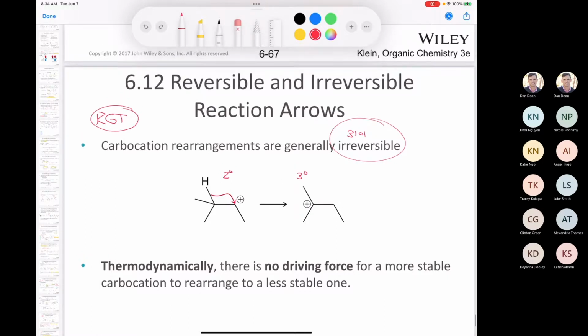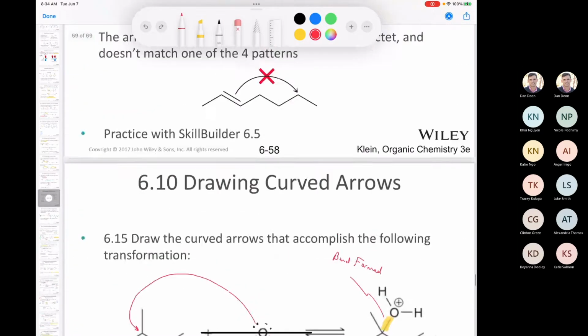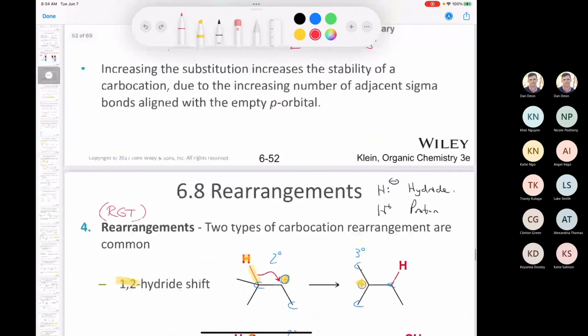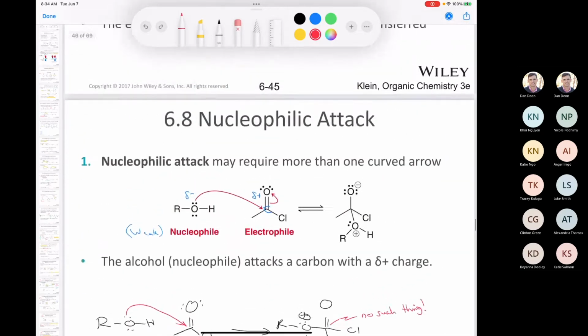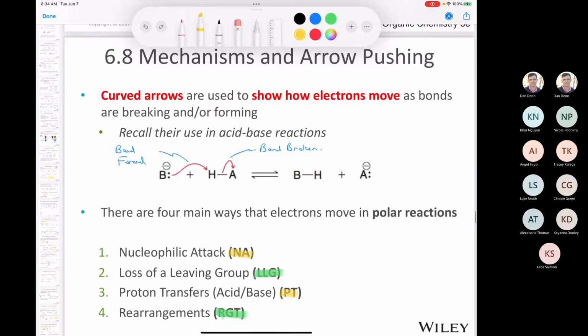Well, now we're going to go back even further in the recesses of our minds and the lecture notes. I just want to remind you of something here. We're going to go back to section 6.8. We talked about the 4 types of mechanisms that you need to know in this class: the nucleophilic attack, the loss of leaving group, the proton transfer, and the rearrangements. What we're going to do now is take a look at some practice problems from the textbook, and we're going to put all of these mechanisms into practice.